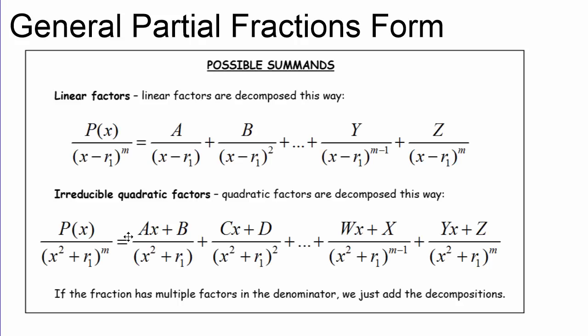So in general, we know how to do linear factors raised to a power, and whatever that power is, you get that many terms, and then you fill in the same linear factor inside, and we put a number on top. For irreducible quadratic factors, whatever the power is, you get that many terms, and you put the irreducible quadratic inside, and then on those you put linear expressions on top. And if you have multiple terms in the bottom, you just write out the decomposition for every factor and add them all together.